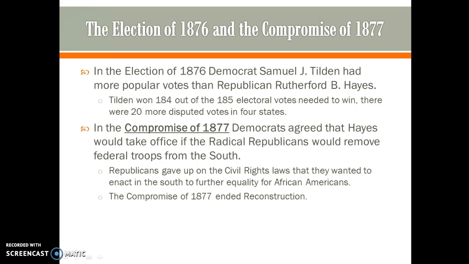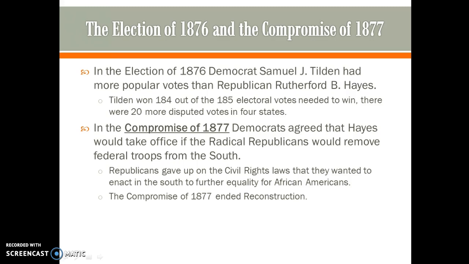In the election of 1876, Democrat Samuel J. Tilden had more popular votes than Republican Rutherford B. Hayes. In order to figure this out, they had to come up with some sort of compromise because Tilden had won 184 of the 185 electoral votes needed to win, but there were also 20 more disputed votes in 4 states.